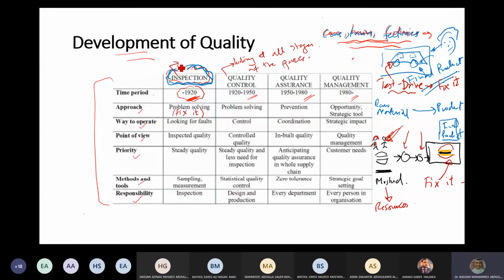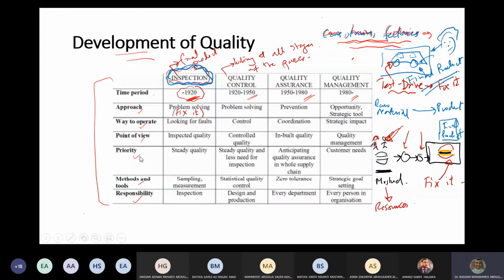And inspection, I'm looking at the final product. I'm having my eye, as I have shown here, on what? On the final product. If I find there's a problem, I'm going to fix it. And of course, my eye is open for any faults. So my mind is thinking, the way of my view, I'm an inspector trying to inspect the quality.